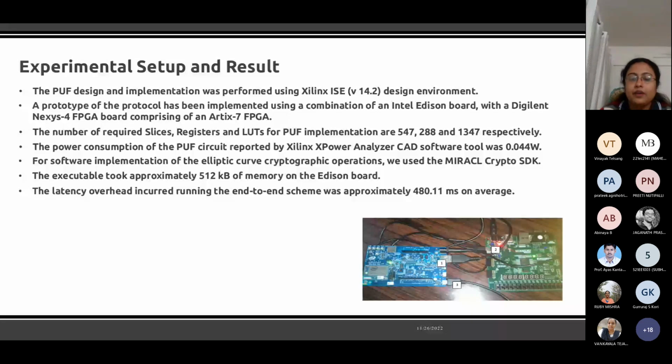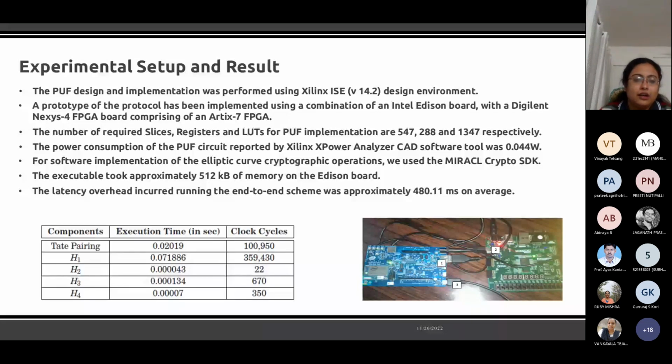Now, we have used pairing to integrate the sender's private key and the receiver's public key during encryption and decryption. These are the execution time and the clock cycle count, and we have used four different hash functions. The hash function is basically the same; we have just added a few wrappers. That's why you can see that the timings are almost similar.